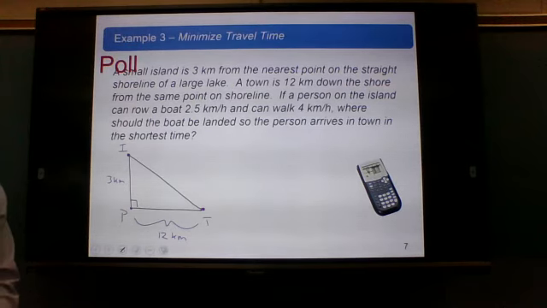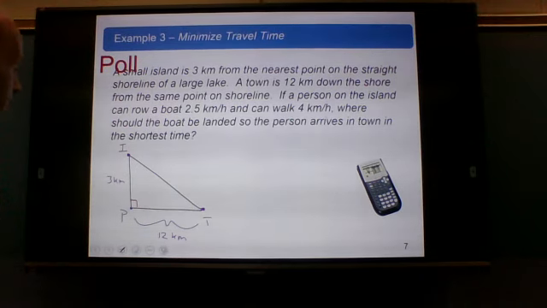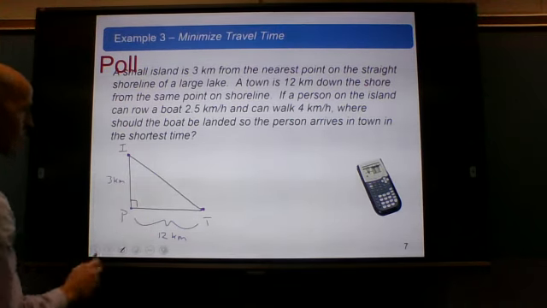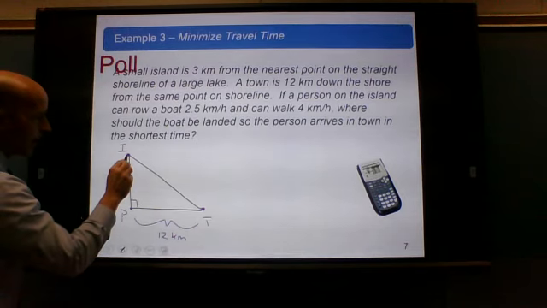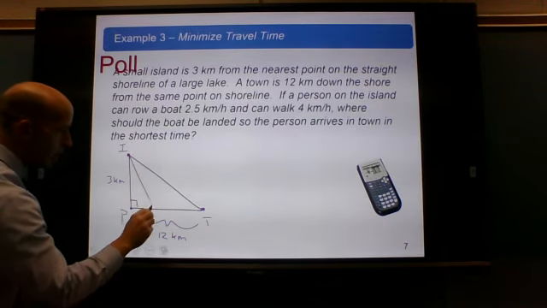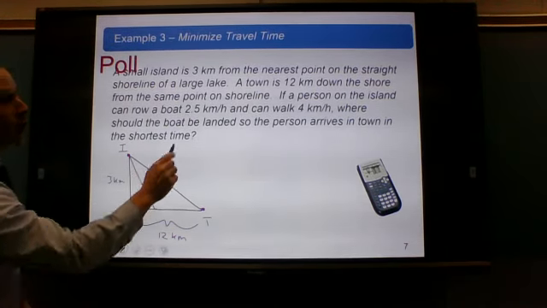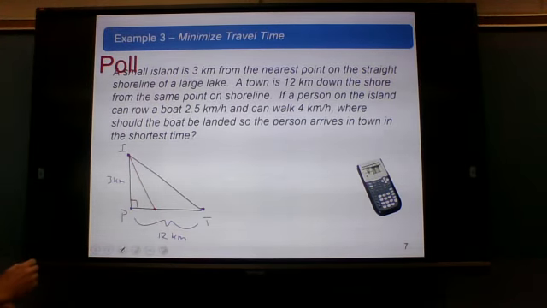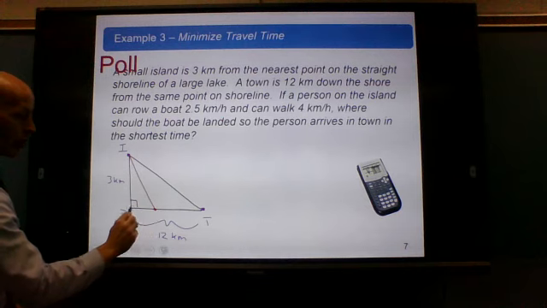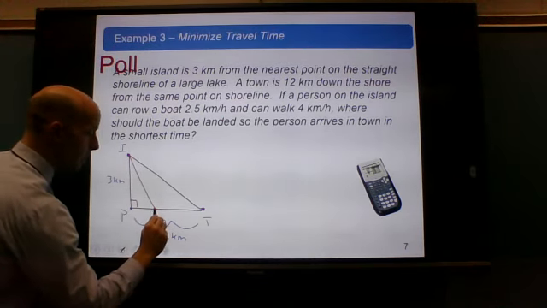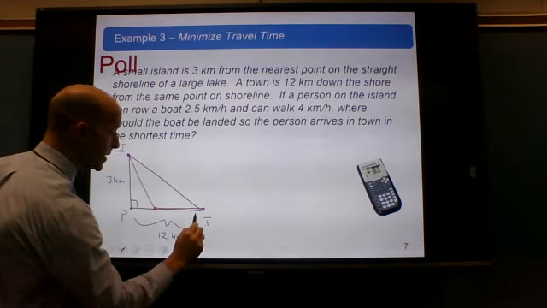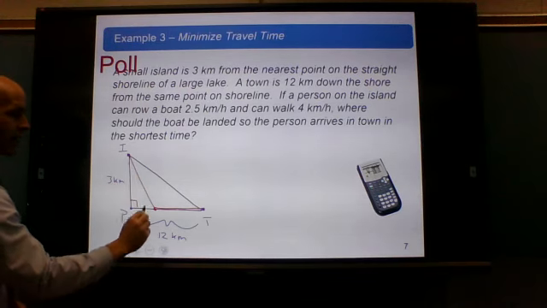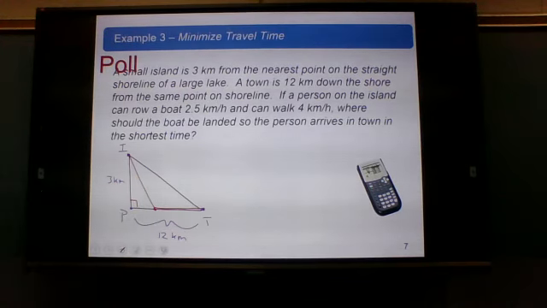So I'm trying to make sense of what this problem is saying. Now here's the thing. The question is basically saying, if I row my rowboat to some point, I'll just mark that point here on the shore between points P and T, and then we would have this distance here. So these two red segments represent the distance that we would travel.